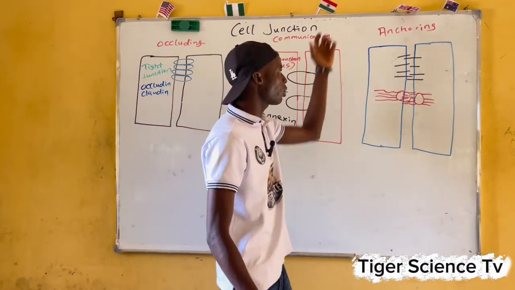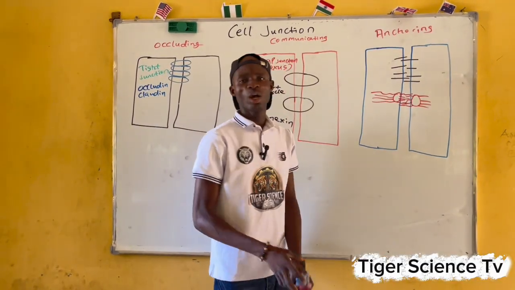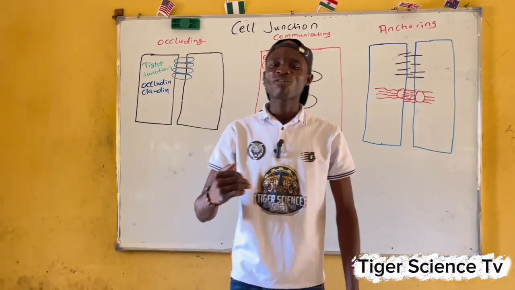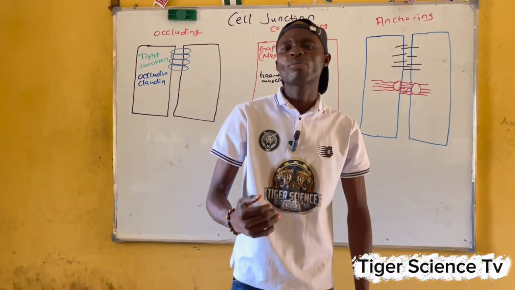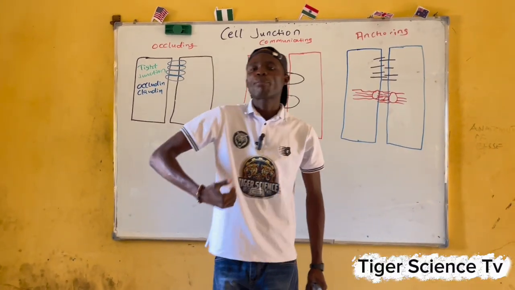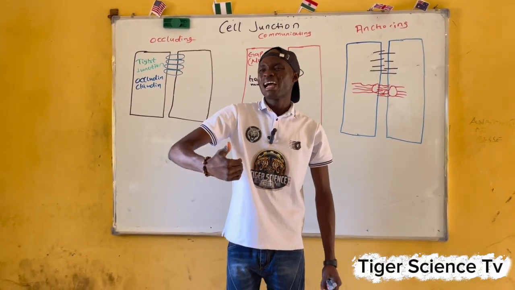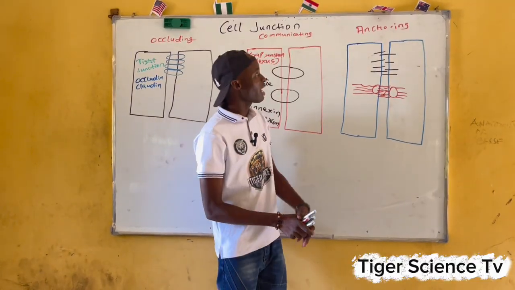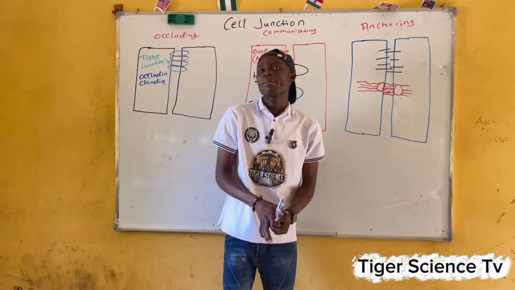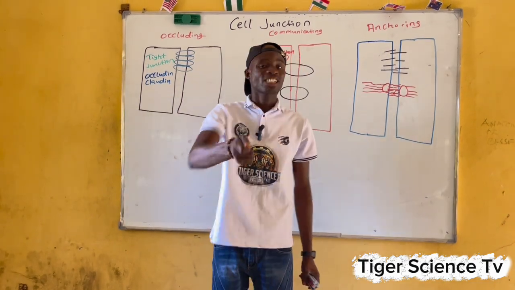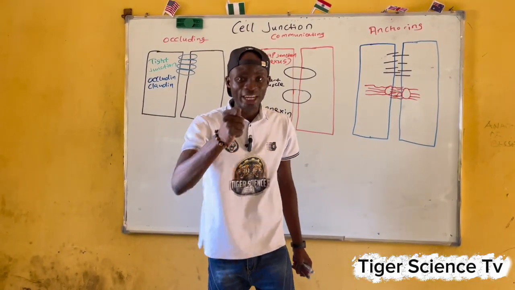Alright, the last one that we have is the anchoring junction. Anchoring junctions are found in parts of the body wherever there is mechanical stress. They provide mechanical attachment for cells and maintain structural integrity.